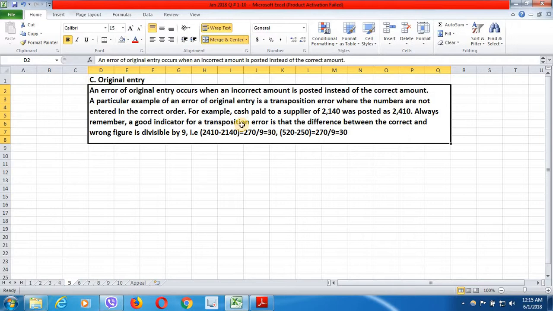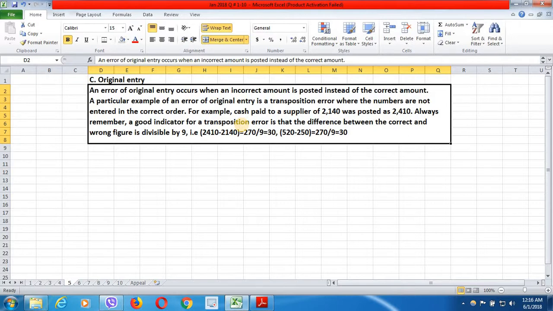If you divide 270 by 9, you will get 30. So 270 is divisible by 9. And if you take the example of this question, 520 minus 250 is equal to 270. 270 divided by 9 is equal to 30. So this one is also divisible by 9. So these kinds of errors are called original entry or transposition errors.